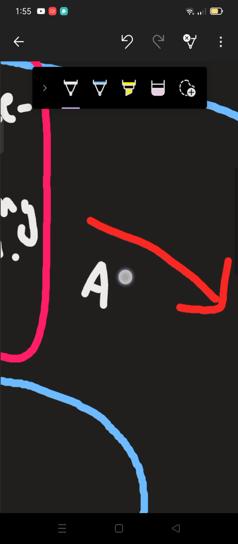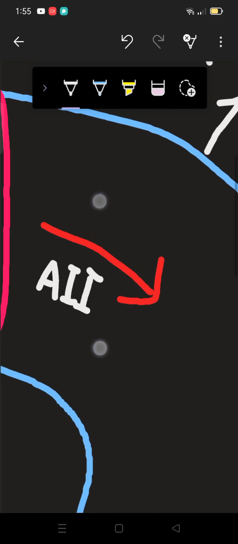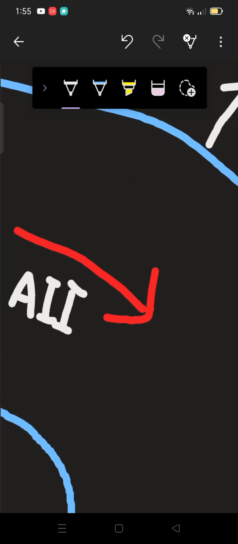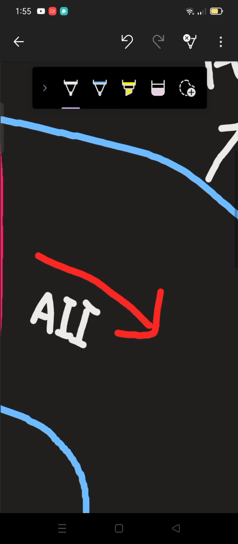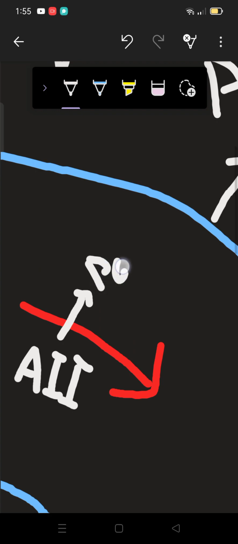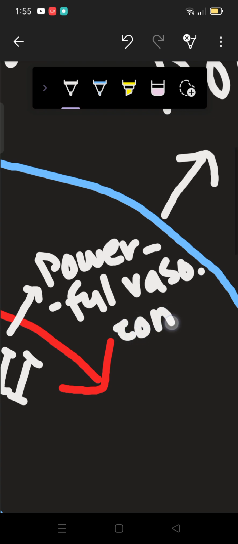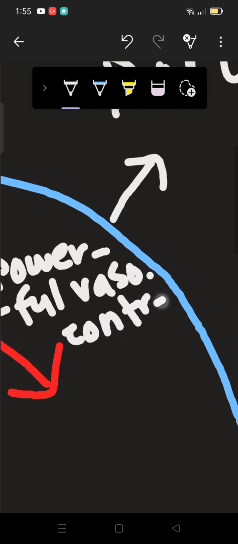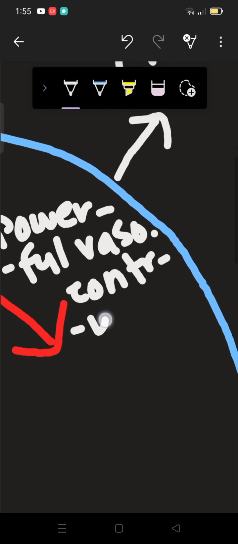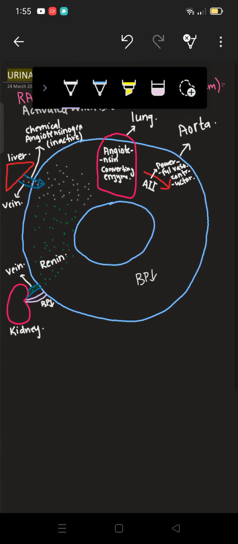Now we have angiotensin 2, which is the powerful vasoconstrictor. This angiotensin 2 is the powerful vasoconstrictor.